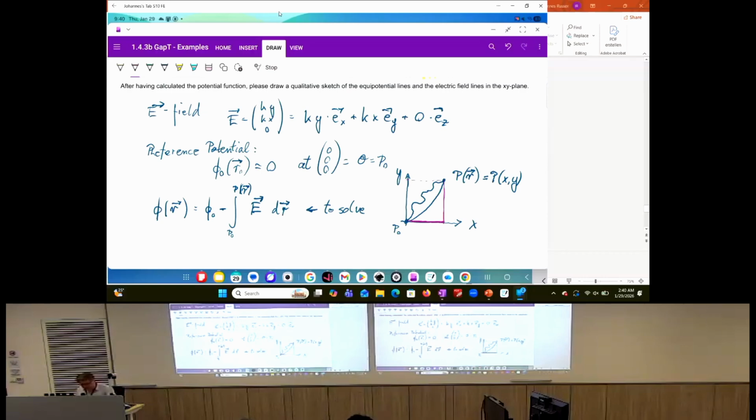That means we split up our integration path in two segments, and we call this one C1 and this one C2. And this point here is x0. So we integrate first from 0, 0 to x0, and then we integrate from x0 to x, y. And yeah, let's do this.